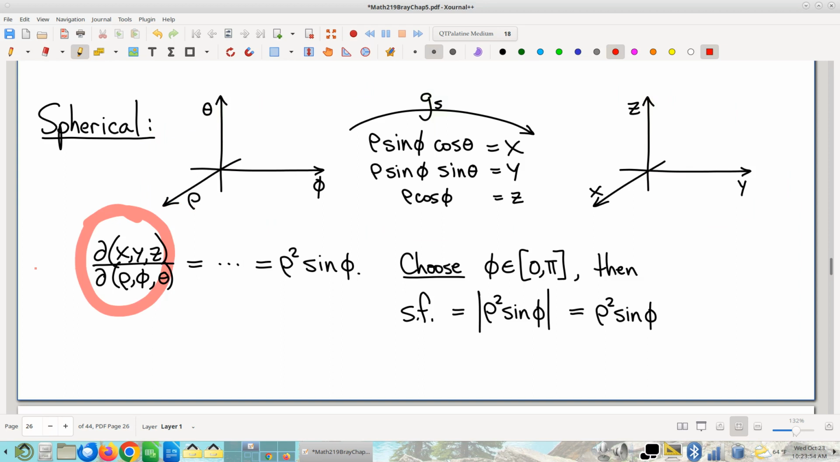Now, this one's a little harder. This one has a little tedium to it. It's not so bad. It'll probably take you 3 to 5 minutes. But it's a good exercise, and again, everyone should do this once in their lives, so please do give that a shot. Here's what the answer is: rho squared sine phi. That's going to be important to know.